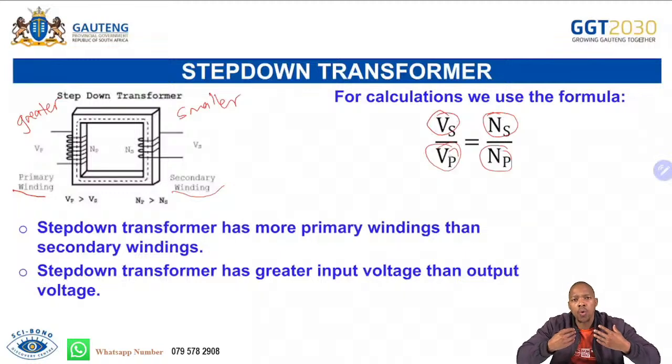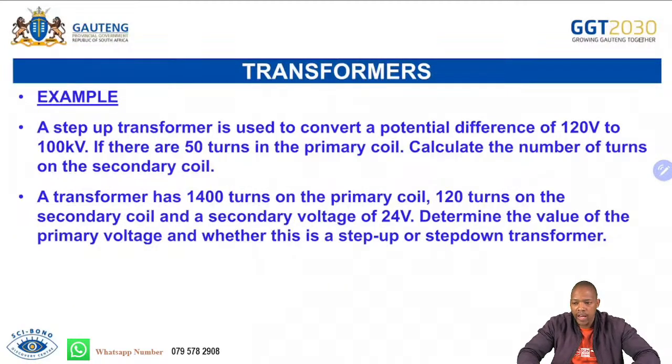We need to know that we have two types of transformers, a step-up and a step-down transformer, and we need to know how to identify one when a diagram is given. We see the number of windings. If we have more windings on the secondary than the primary, it's a step-up. If we have more windings on the primary than the secondary, it's a step-down. We also look at the voltage. If more voltage output, step-up. More voltage input, it's simply a step-down.